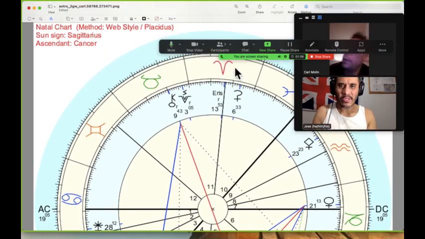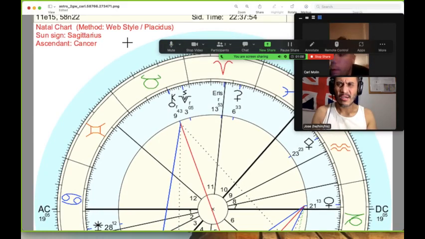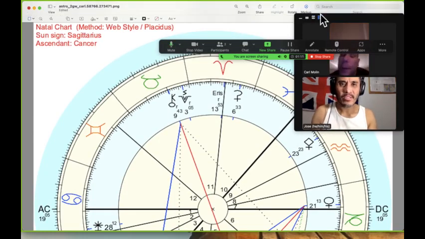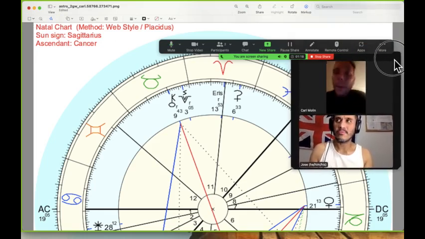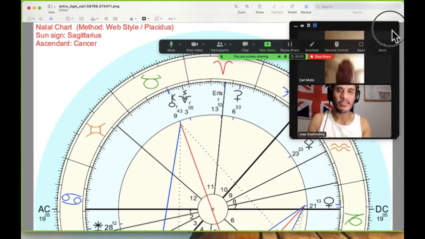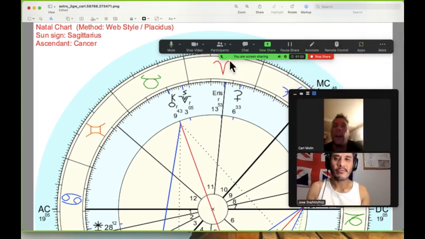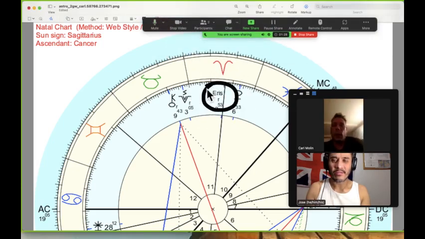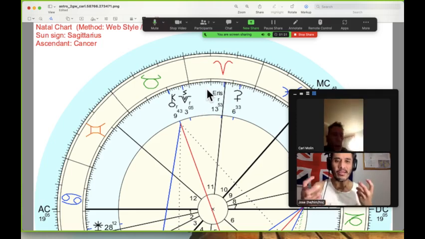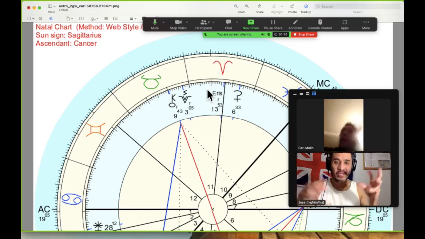I don't know if I want to jump into Eris there, because Eris is still kind of new in astrology. We just discovered her a few decades ago, and it's still in Aries. Eris is right there. Eris is kind of like the discord. Eris likes to create chaos so that it reverts back to balance.